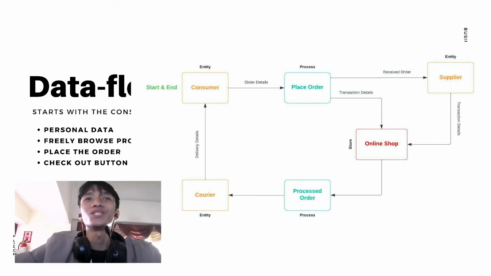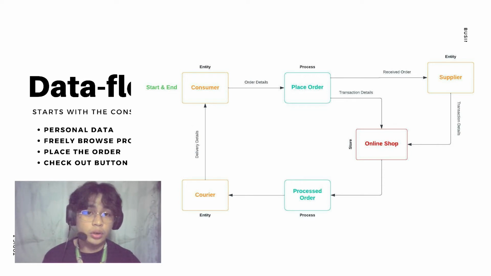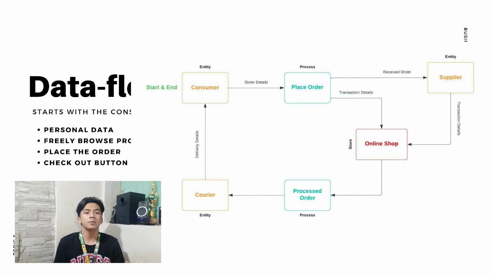There are two ways for the shop to receive the order. It's either from supplier to online shop or directly to the online shop. Once the online shop receives the transaction information, it will prepare the order and the courier will prepare and process the delivery details. The parcel will be delivered on the start delivery date once the delivery details are complete.